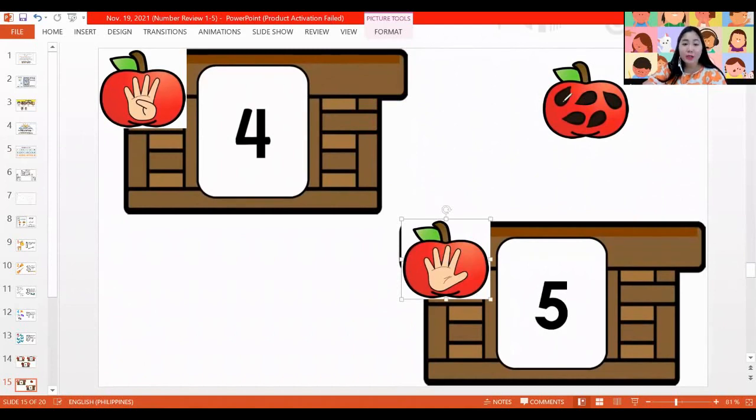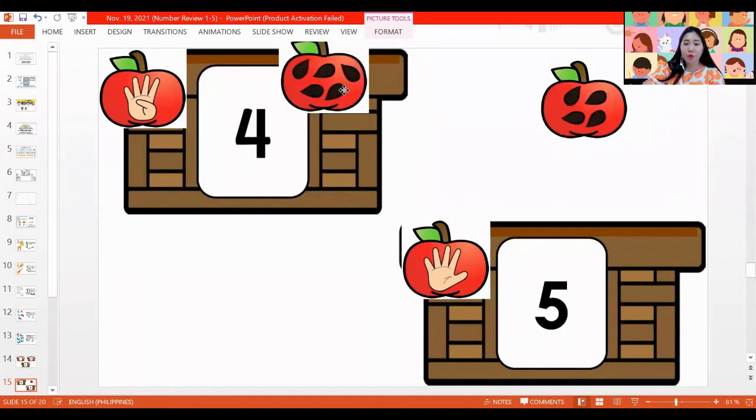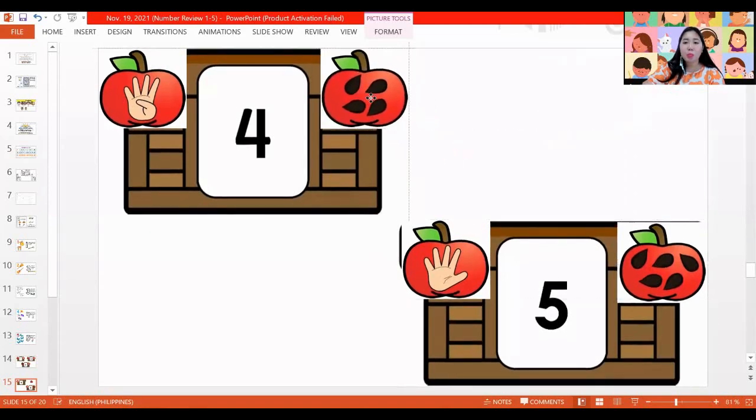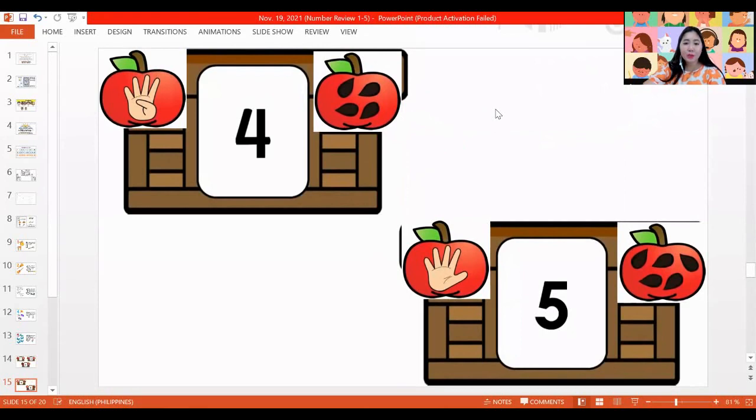Next one, let's count the seeds. One, two, three, four, five. Five seeds will go to number four. No, it should be with number five. And lastly, one, two, three, four. Four seeds will go to number four. All done with sorting all of our apples.